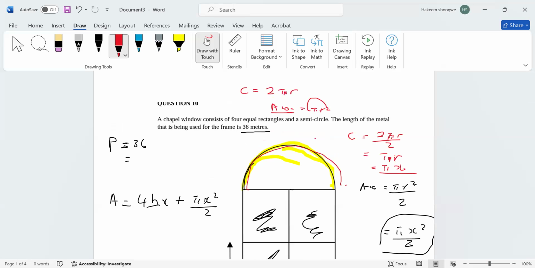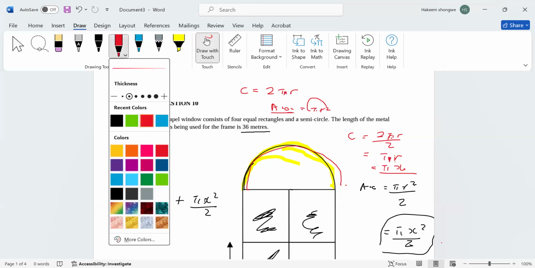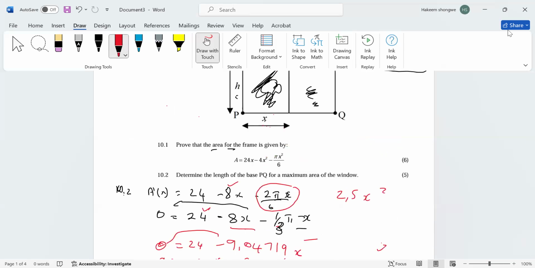Unfortunately, they are not going to tell us. These are some of the things that we have to know. No one is going to tell us about these things, so we just have to know them. Okay, so this is the circumference.